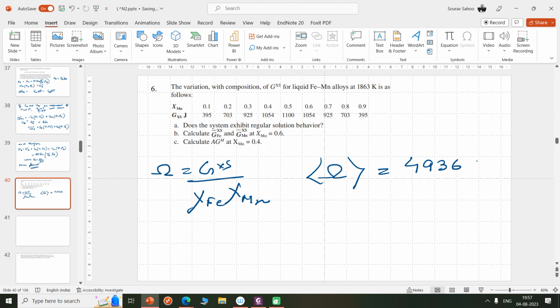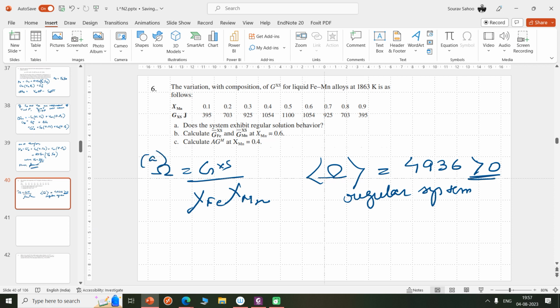And therefore, with respect to the g-axis, the system is regular. So this is a regular system. Why? Because my x is greater than 0. It's not 0, so it's a regular system. So this answers my part A.